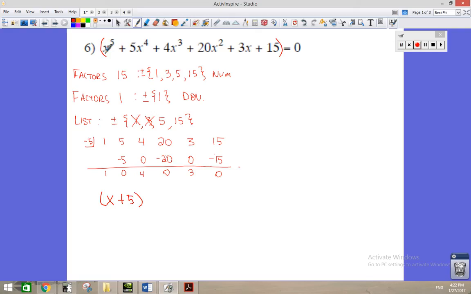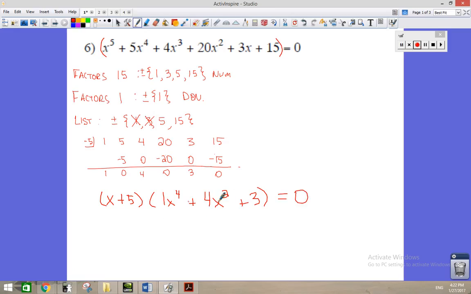And since it started out to the 5th power, this is starting out to the 4th power. So I've got 1x to the 4th power. I don't have any x to the 3rd powers. Then I've got 4x squared. I don't have any x's. And then plus 3.